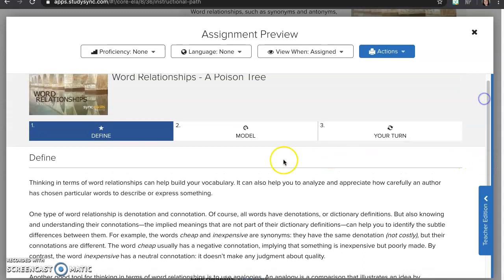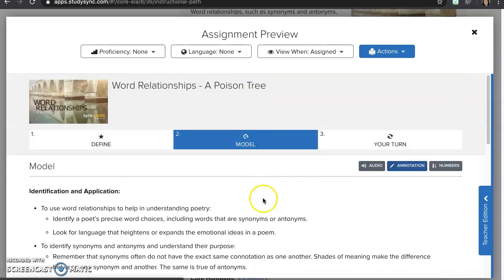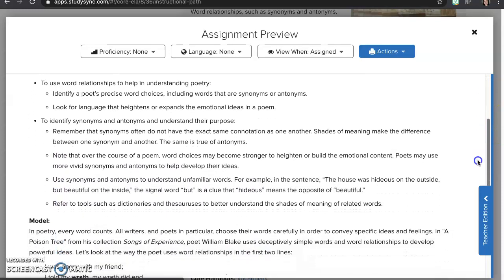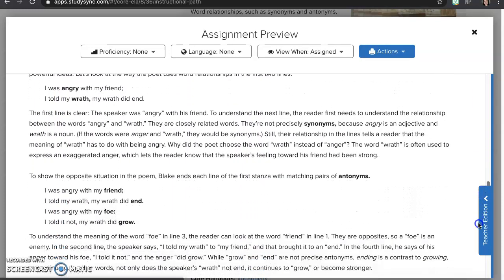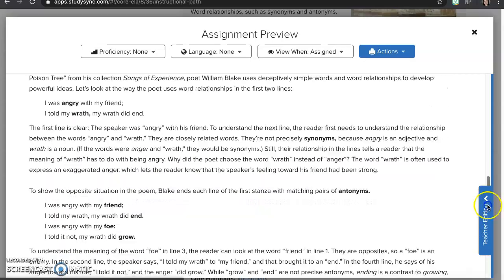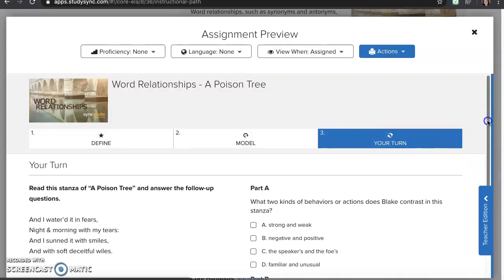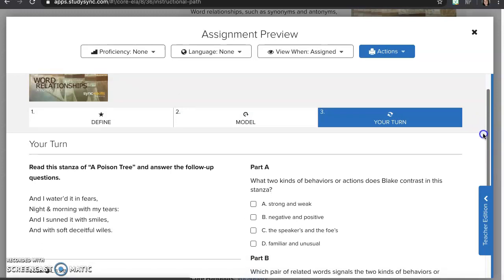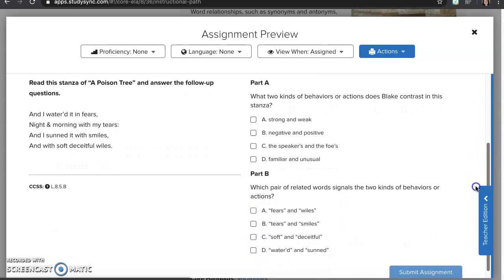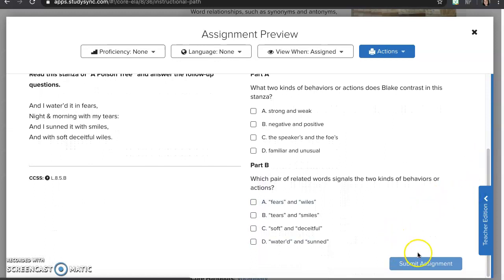You'll come up here and look at the model section and do your identification and application, your modeling, and look through that. Then you'll come over here and do the Your Turn section, read that little piece up there, the 4 lines, and then answer these 2 questions. And don't forget to click Submit Assignment when you're all done.